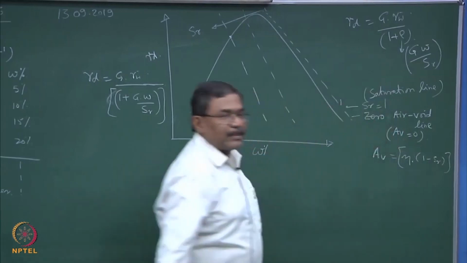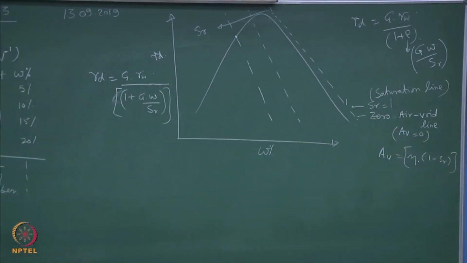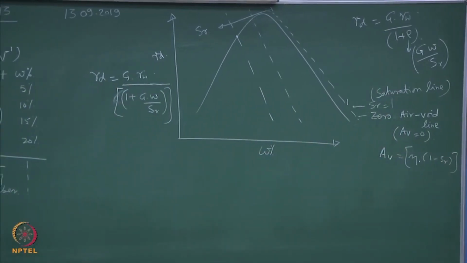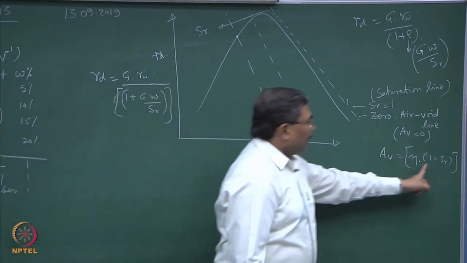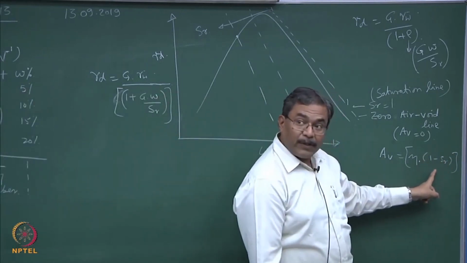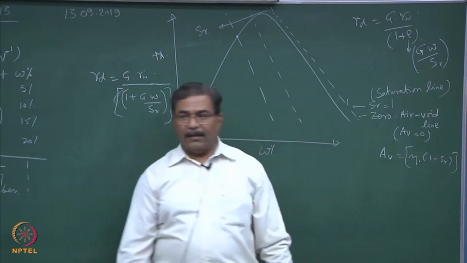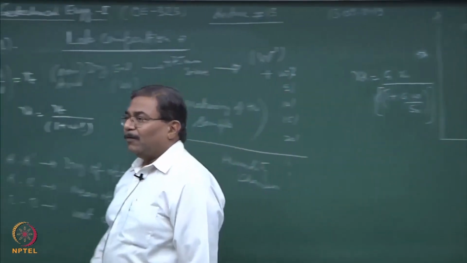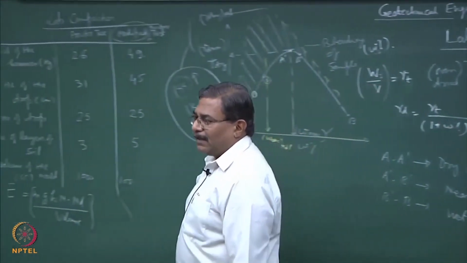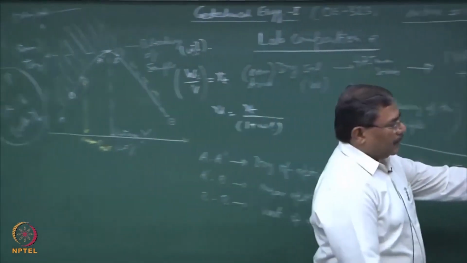How many of you agree with this? 1 minus SR is what? What is SR? Saturation. 1 minus SR is the unsaturated state of the material. This is the porosity, volume of voids divided by total volume. Clear? So, what you get is the AV value.